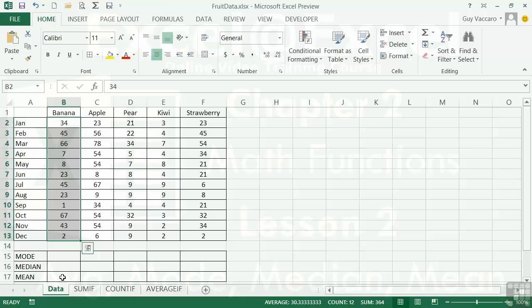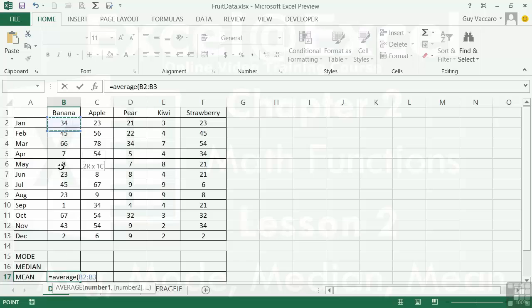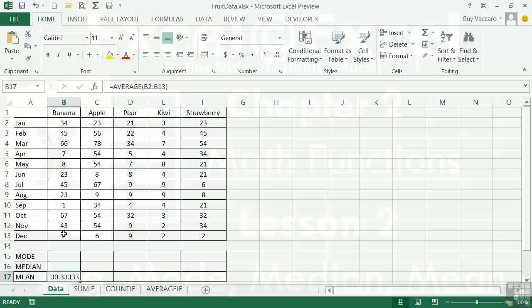Now the mean function in Excel is referred to as average. So it's equals average, open brackets, highlight the range, return. And we get a value of 30.333333 recurring. So 30 and a third. Now we can control the decimal places by changing the number format to number, and we get 2 decimal places.